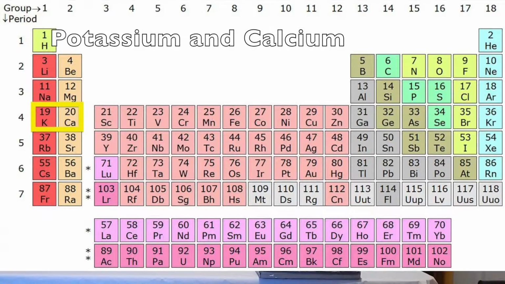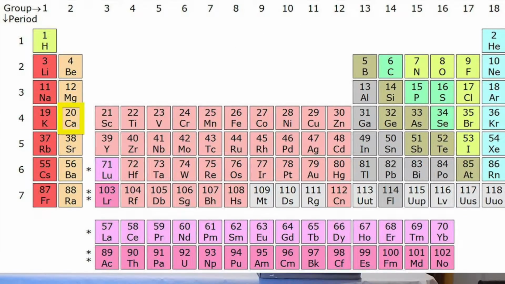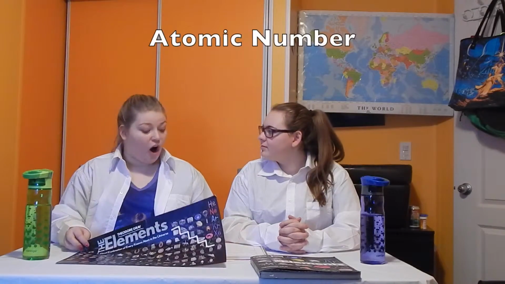While potassium and calcium in row 4, potassium is number 19 and calcium is number 20, they share different characteristics, even though they're side by side. What do you mean by potassium is number 19 and calcium is number 20? Well, number 20 is the atomic number. That means it's the number of protons of the atom.